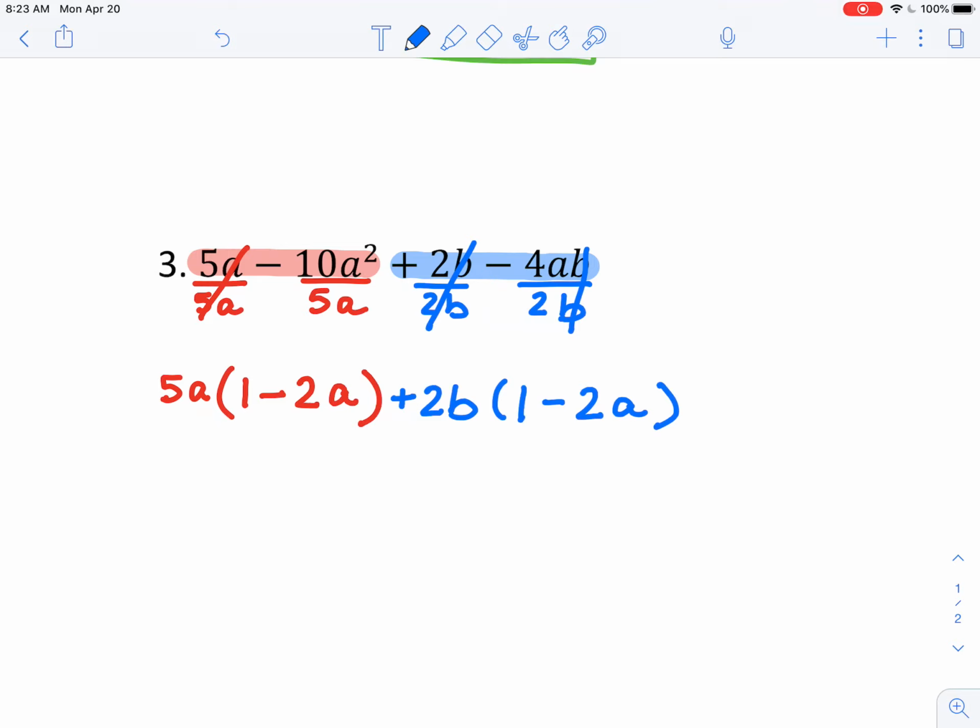We have the exact same parentheses for each of our new terms, so that's a good thing. So now we factor out that common parenthesis, 1 minus 2a. And when we factor that from each term, our leftovers go in parentheses. So here we have 5a plus 2b.